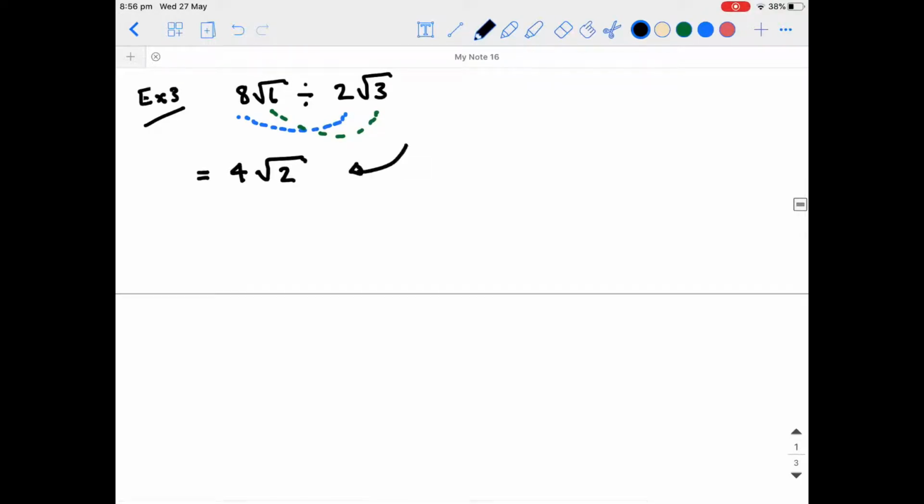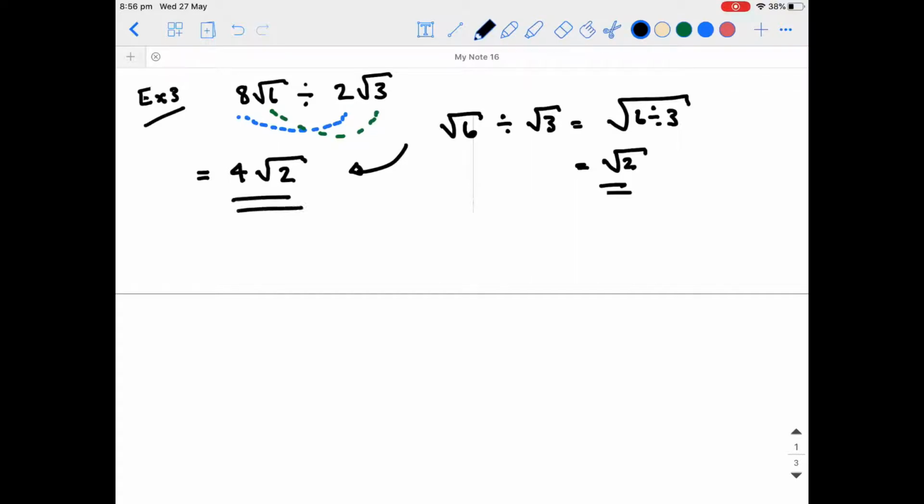And again, for those of you not sure where that root 2 comes from, the square root of 6 divided by the square root of 3 is equal to the square root of 6 divided by 3, which is the root of 2. So the answer is 4 root 2. And your key strategy here is dividing the whole numbers first and then dividing the surds.